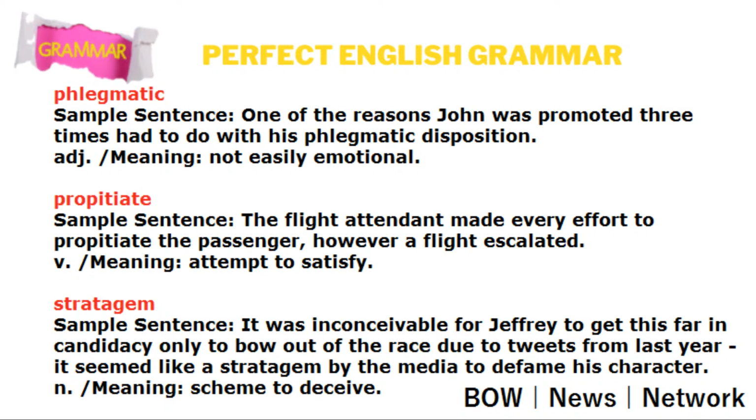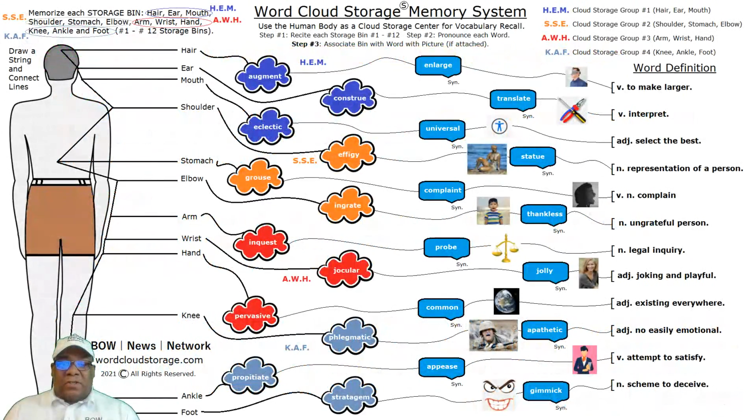It was inconceivable for Jeffrey to get this far in the candidacy, only to bow out of the race due to tweets from last year. It seems like a stratagem by the media to defame his character. So in this case, it appeared to be a scheme to deceive. Stratagem. And we do see here that it's attached to the foot storage bin. A gimmick, a picture to word association, a deceitful, deceiving looking image there.